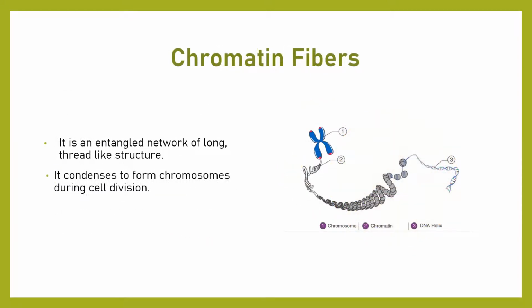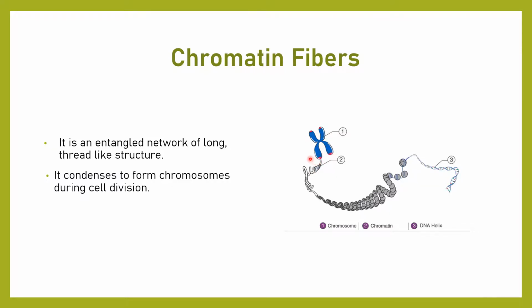Here comes the chromatin fibers. As I told you, in nucleoplasm, you will find chromatin fibers. These chromatin fibers' numbers increase as the cell advances towards cell division. So during the time of cell division, these chromatin fibers get coiled up, supercoiled, and they form chromosomes.